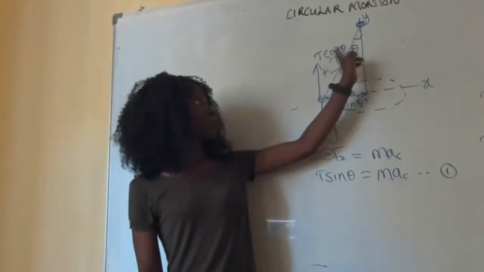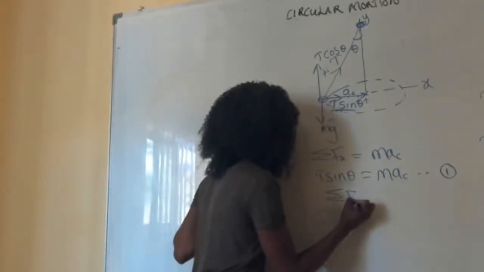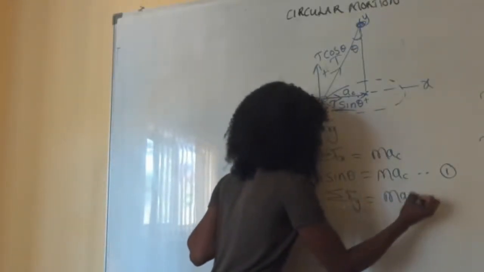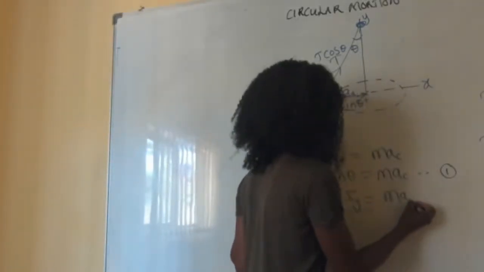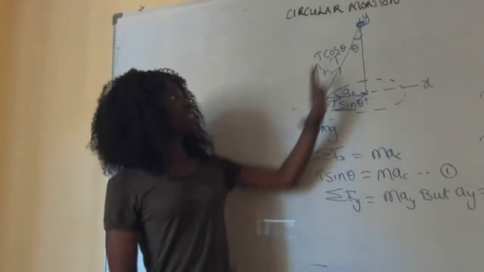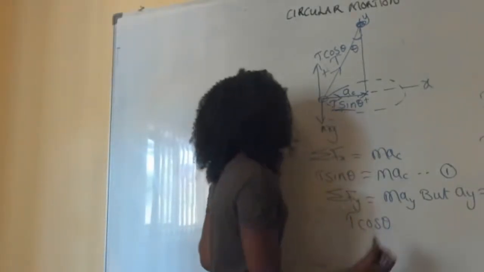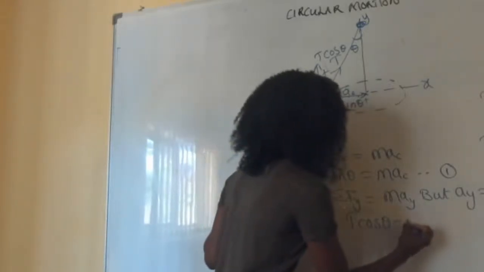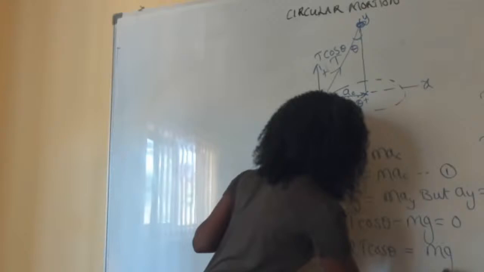In the y-axis we have T cos theta and we have mg. So let's resolve forces in the y-axis, summation of forces in the y. The centripetal acceleration is not in the y, so the acceleration in the y is equal to 0. That implies that there is no motion in the y-axis. Therefore, T cos theta minus mg is equal to 0, or T cos theta is just equal to mg.